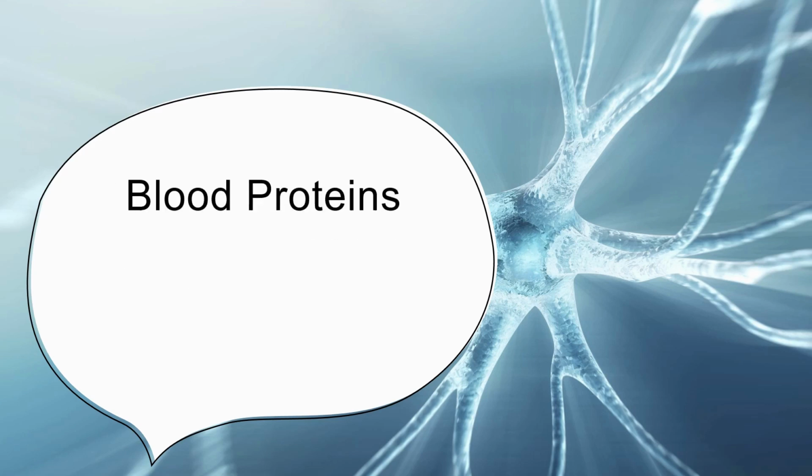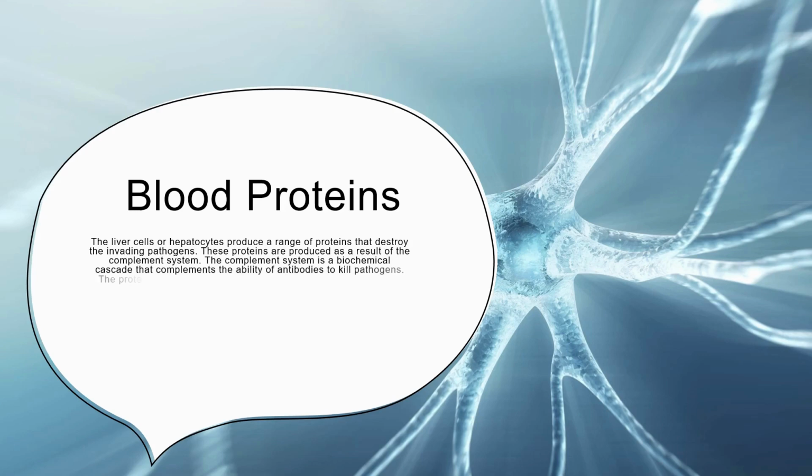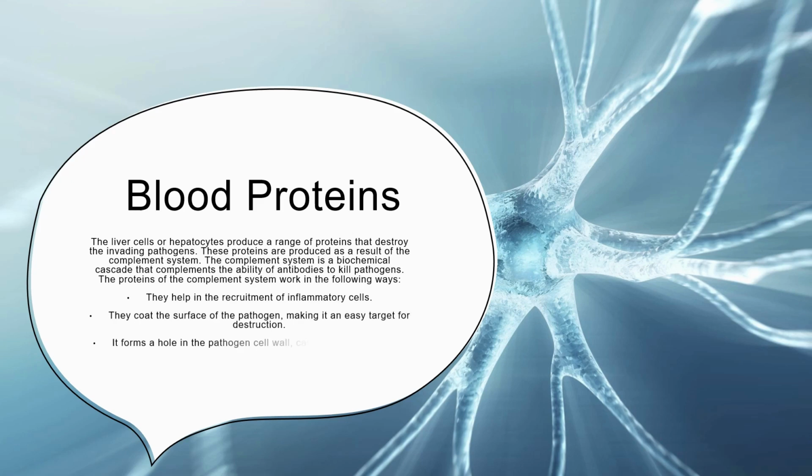Blood proteins. The liver cells or hepatocytes produce a range of proteins that destroy the invading pathogens. These proteins are produced as a result of the complement system. The complement system is a biochemical cascade that complements the ability of antibodies to kill pathogens. The proteins of the complement system work in the following ways.